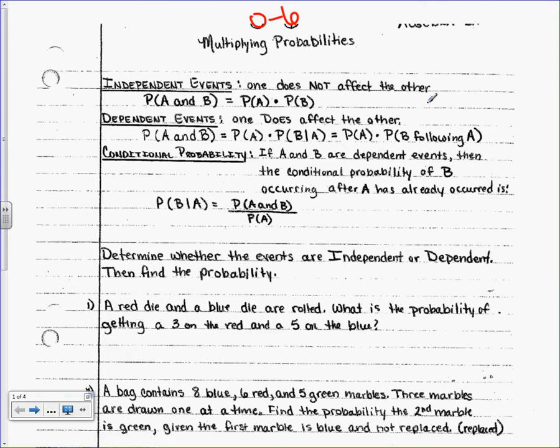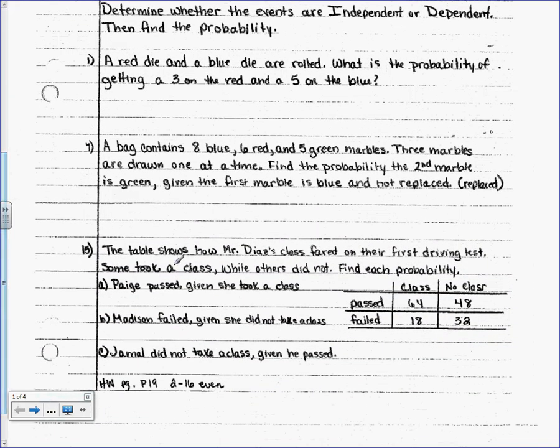Okay. So probability of A and B is probability of A times probability of B following A, or B given A, depending on how they say it. Conditional probability: if A and B are dependent events, then the conditional probability of B occurring after A has already occurred is probability of A and B over probability of A. Okay, so I'll explain how to use those in a second. Determine whether the events are independent or dependent, then find the probability. You have to do that anyway, or else you don't know what formula to use, okay?